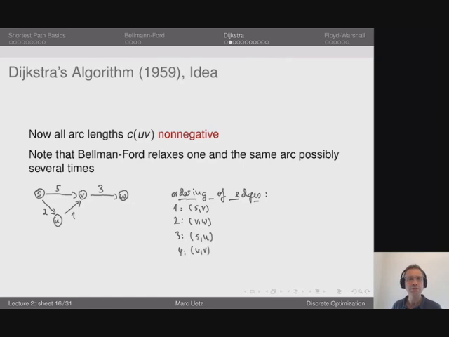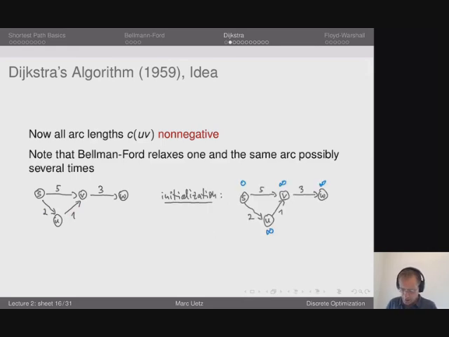Okay, let's look at this little example here. Small graph with 4 vertices. And let's assume the ordering of the edges is just given as first this edge, then this edge, then this edge, and then this edge. Okay, so that's the ordering of the edges. Now the initialization phase, of course, is the start vertex gets distance label 0 and all the other vertices get distance label plus infinity.